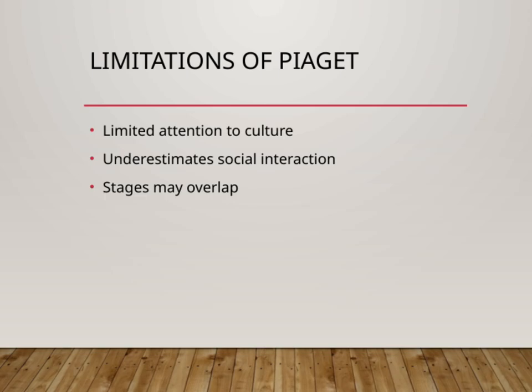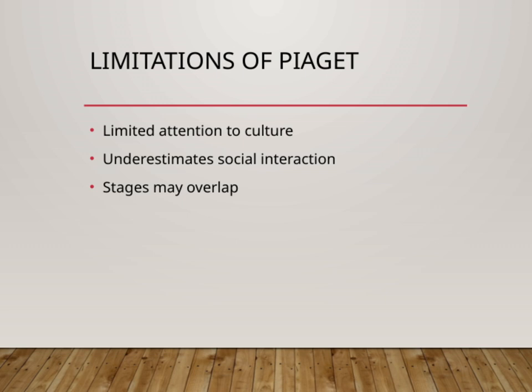First, there's often limited attention given to culture, which can play a significant role in how children develop and learn. This means that Piaget might not fully account for the influence of cultural differences on cognitive development. Next, Piaget tends to underestimate the importance of social interaction. We now know that interactions with peers and adults are crucial for learning and development, and Piaget's model doesn't emphasize this enough.